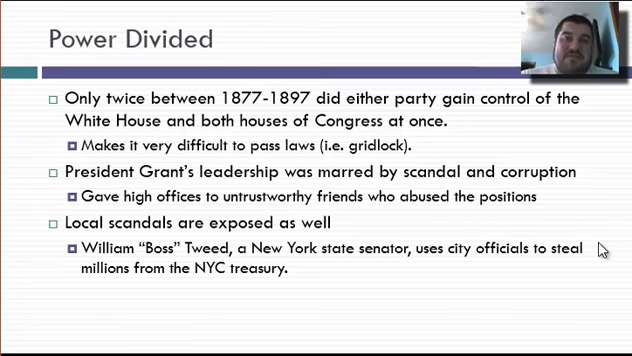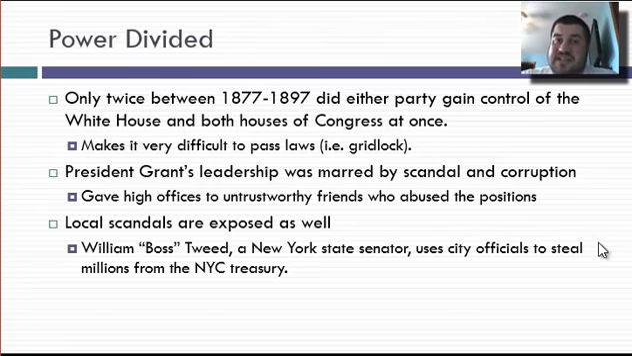So power is very divided during this time between Democrats and Republicans. Only twice in 20 years after Reconstruction did either party gain control of the White House and both houses of Congress at once. So that means the president would be a Democrat, say, the House would have a majority of Democrats, and the Senate would have a majority of Democrats. That is what we call a unified government, and it makes it easier to pass legislation. If you have a president that is a Democrat and, say, a Congress that is Republican, it makes it a lot harder to work with one another, and you have a lot of gridlock.